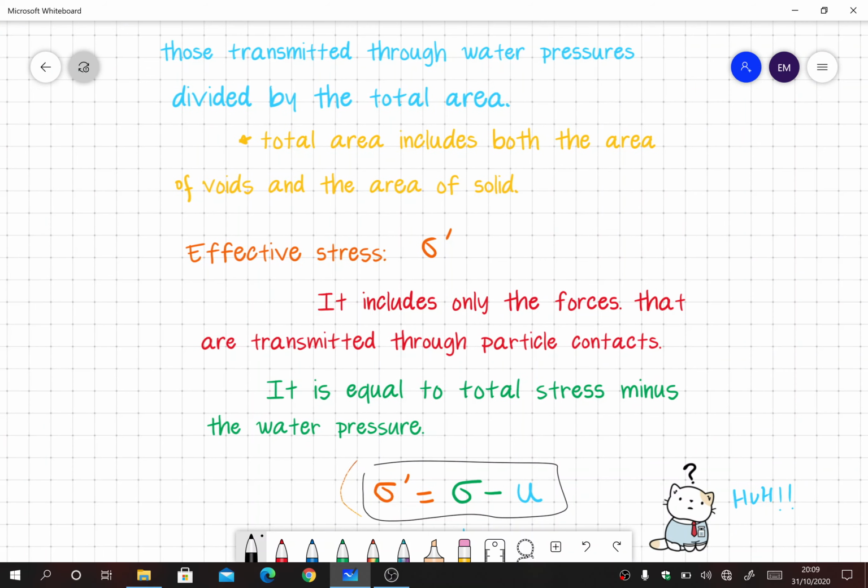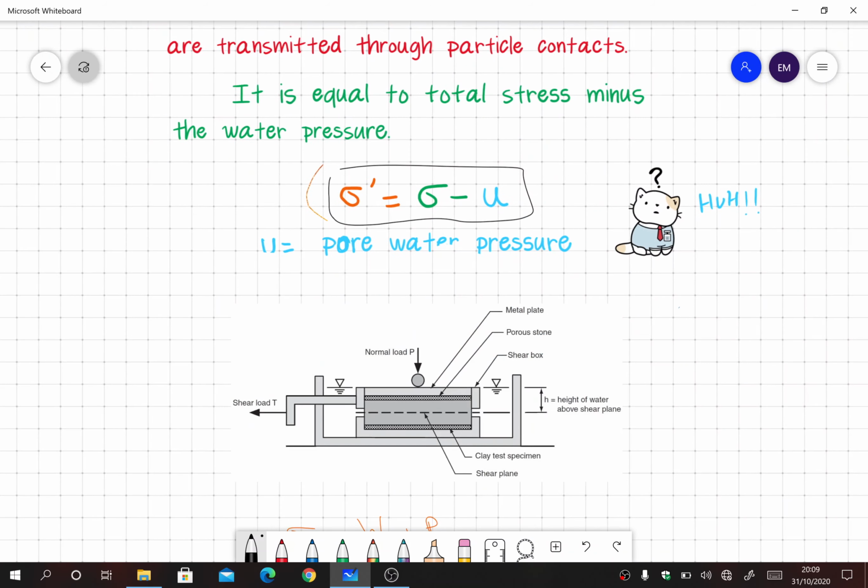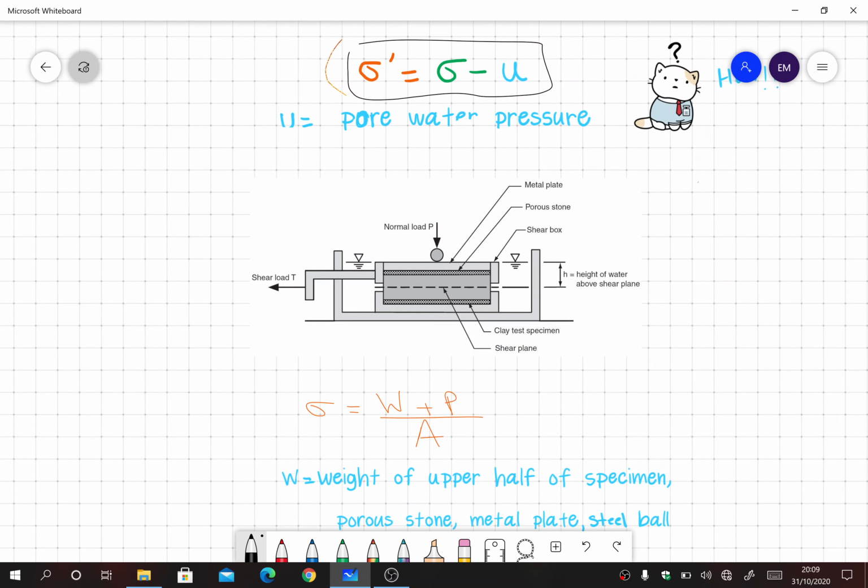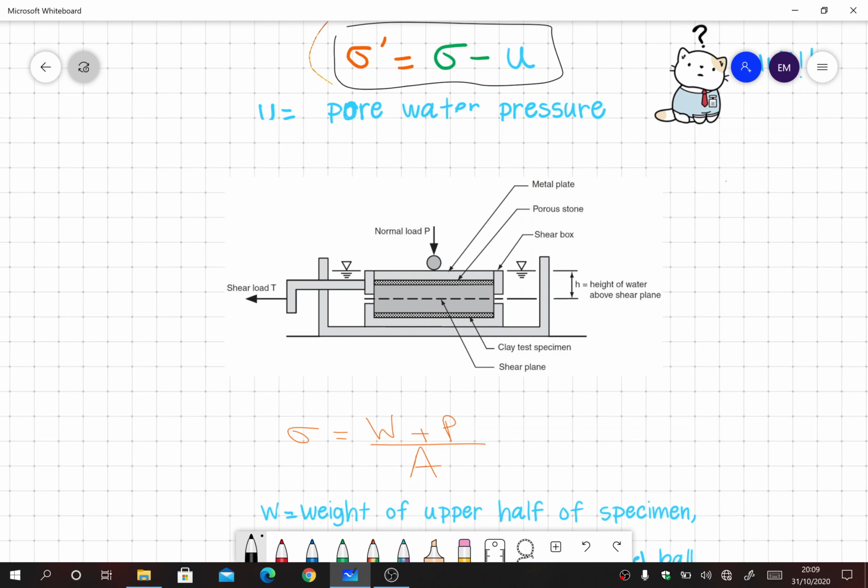These are small definitions. I'll hand out this whiteboard file to you guys so you can read it easily. So coming back to our example, this is the apparatus for the direct shear test. We already discussed that in our lab portion and also in our previous lecture. So we see that there is a failure plane. Let me highlight that for you. We want to calculate the normal stress that is acting on the failure plane.